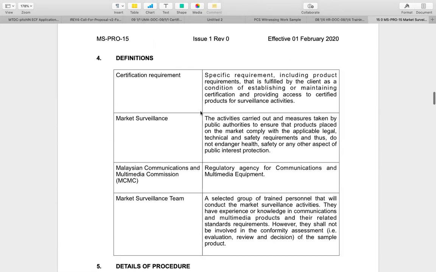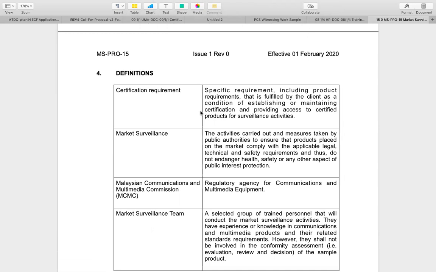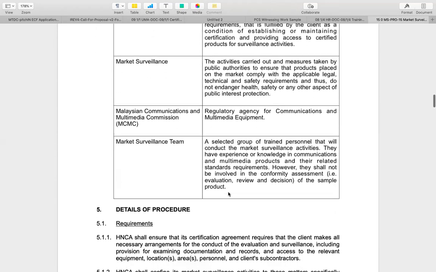Okay, we look at the definitions. Certification requirement. I think we are aware of these certification requirements. Market surveillance is the activity carried out and measures taken by public authorities to ensure that products placed on the market comply with the applicable legal, technical, and safety requirements, and thus do not endanger health, safety, or any other aspects of public interest protection. MC, you all know MC, yeah? If there's anybody who doesn't know MC, then it's a problem.